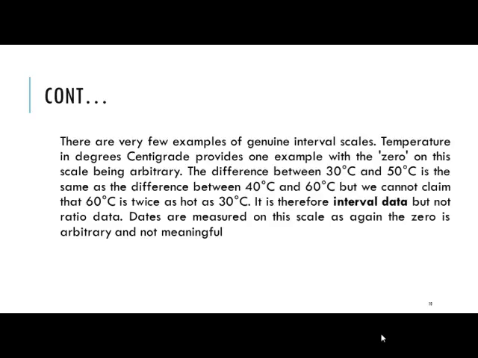Dear students, if we observe the above statement, the difference between 30 centigrade and 50 centigrade is 20. And the difference between 40 centigrade and 60 centigrade is also 20. The difference is 20 in both cases, but the meaning of the difference in the two sequences is different. We cannot say that 60 centigrade is twice as hot as 30. For example, if we boil water, the boiling point is 100 centigrade.